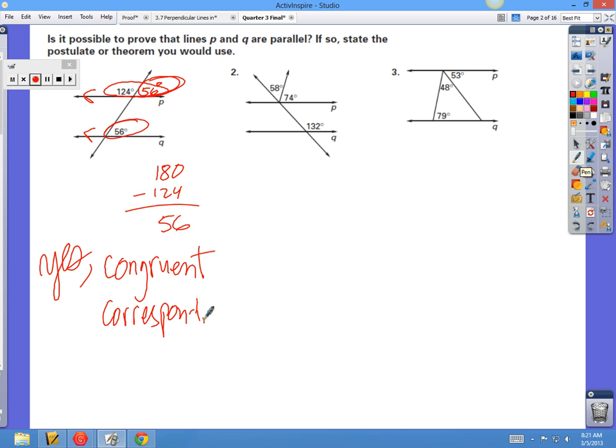Congruent corresponding angles. Corresponding angles are only congruent if your lines are parallel. So I do know those lines are parallel. Okay, number two.